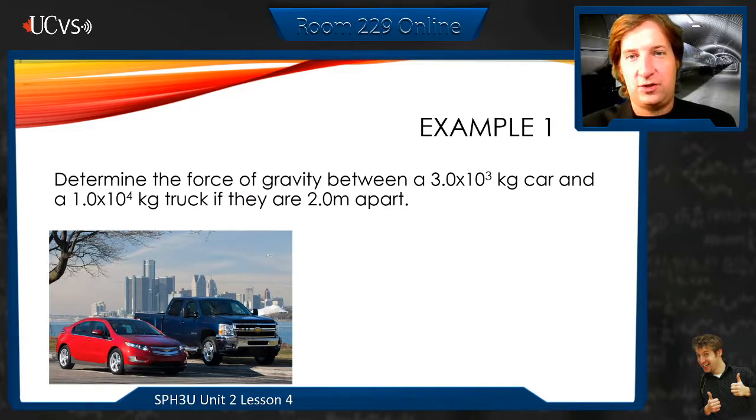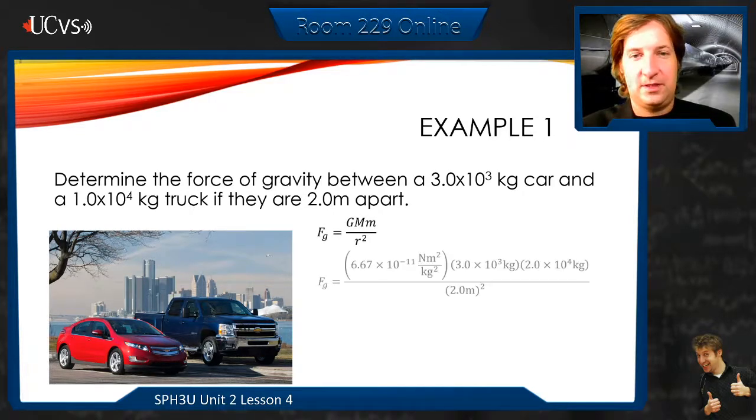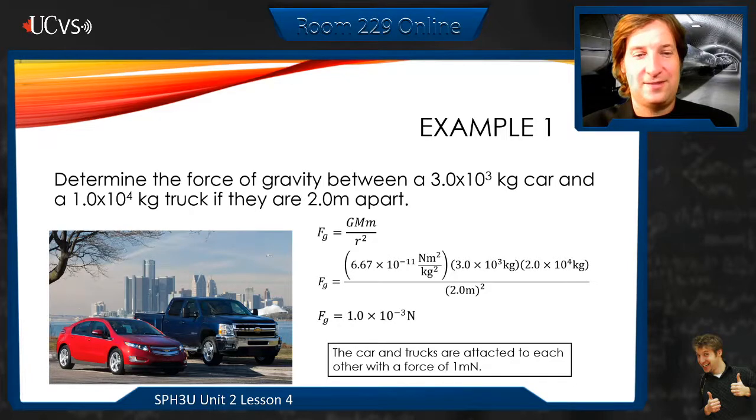Let's say we have a car and a truck, a 3,000 kilogram car and a 10,000 kilogram truck. They're 2 meters apart. All we have to do is take our formula and plug in our numbers, being careful with our calculator with our 10 to the whatevers, and we end up with 1.0 times 10 to the negative 3 newtons, so that's a millinewton. So a car and a truck next to each other have an attractive force of a millinewton, whatever that means.